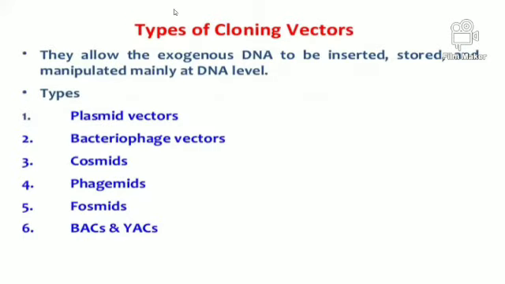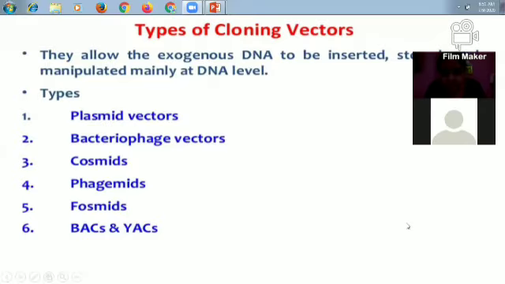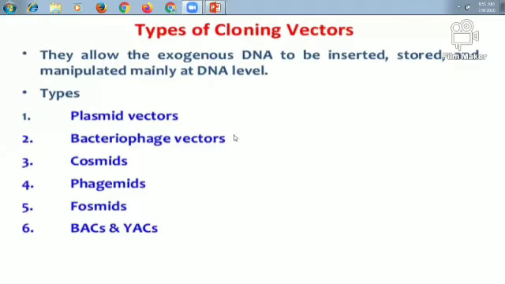Okay. So now we are discussing the cloning vectors. What is a cloning vector? Exogenous DNA is to be inserted, then stored and manipulated mainly at the DNA level. So here we use the desired DNA, which is inserted, stored, amplified or manipulated. The types are plasmid vector, bacteriophage vector, cosmid vector, phasmid vector, then BAC for the bacterial vector, and YAC for the yeast vector, Y is for yeast.